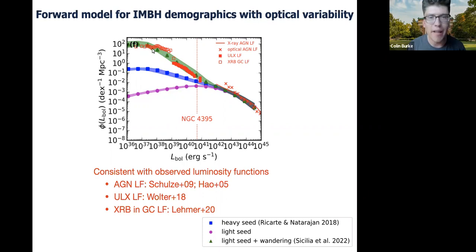And then in the open squares there, I've done the same thing for the X-ray binaries luminosity function in globular clusters. I'm not saying anything about how IMBH accretion variability is in any way like ULX or X-ray binary accretion, just to say that our predicted luminosity function doesn't wildly exceed the luminosity functions of those sources.